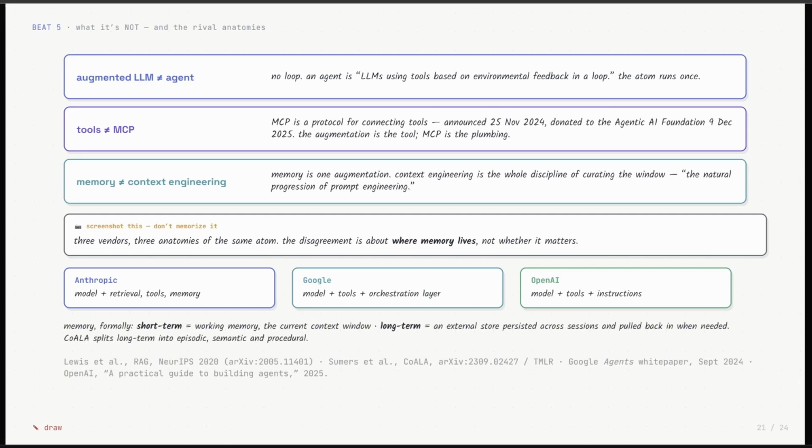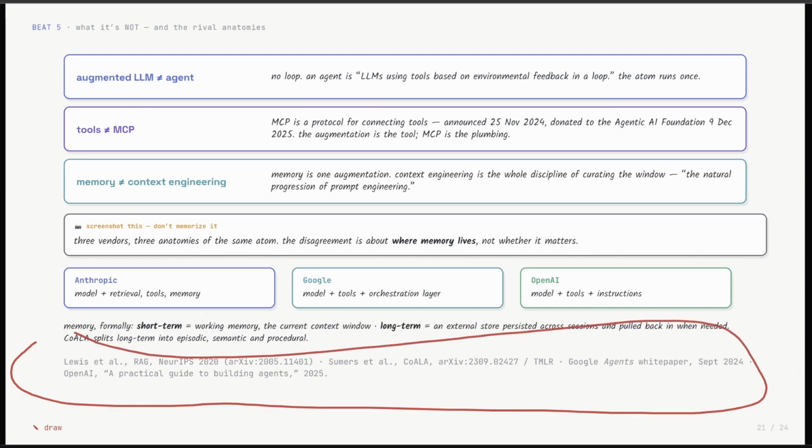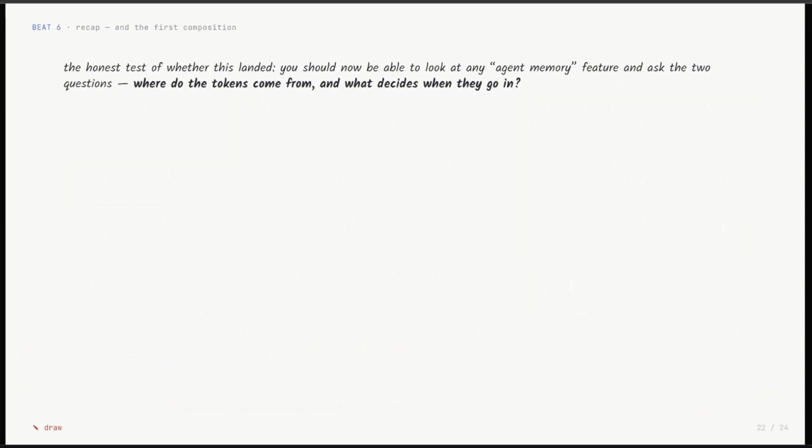And memory formally, you have short term, which is working memory. It's the current context window. Long term is the external store persisted across sessions and pulled back when it's needed. For example, CoALA splits the long-term store into episodic, semantic, and procedural chunks. This was actually coming from a paper in NeurIPS in 2020. So all of this is interesting.